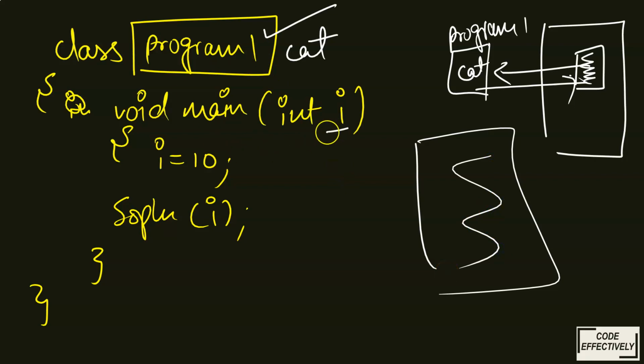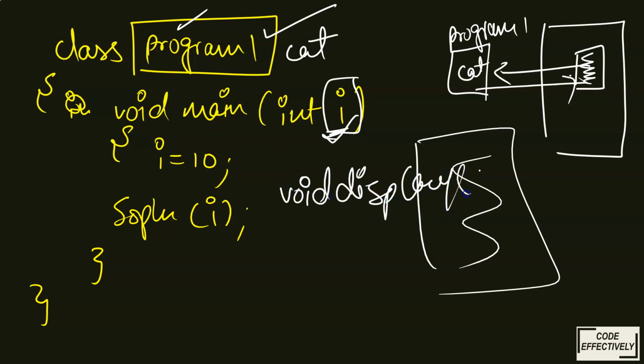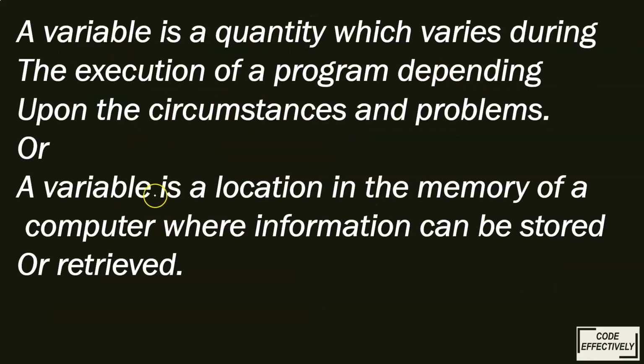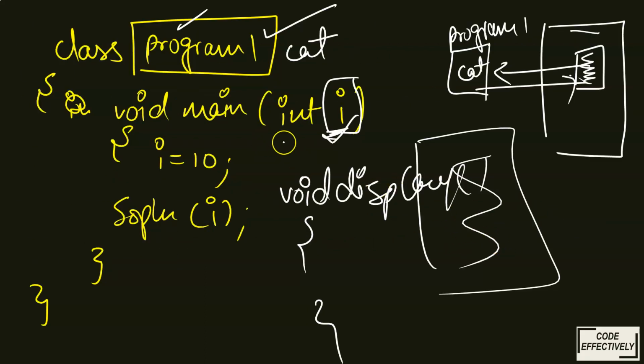Okay, now here int I is a variable. Whatever names that you give yourself are known as variables. It could be the name of the class, the name of the variable, or the name of a method also, like we used void display. I have created one method, void display. This is also a method and we can name it. So this is what variable means. Variable means the place where we store it. A variable is a location in the memory of a computer where information can be stored.